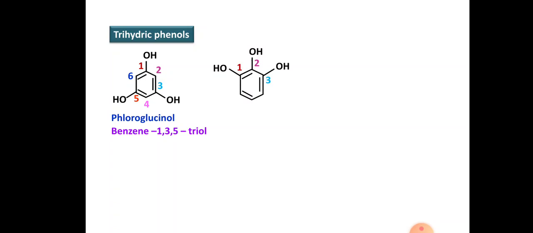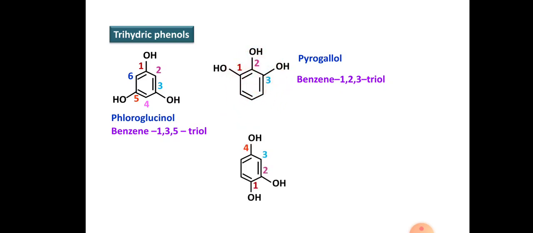One more example, if the benzene contains 3 hydroxyl groups, at that time the numbering is from this one, 1, 2, 3. Okay, and pyrogallol, benzene 1,2,3-triol. When benzene contains 3 OH groups or hydroxyl groups, the numbering starts from this one, and all are included, not from this direction, but from this direction, that means 1, 2, 3.